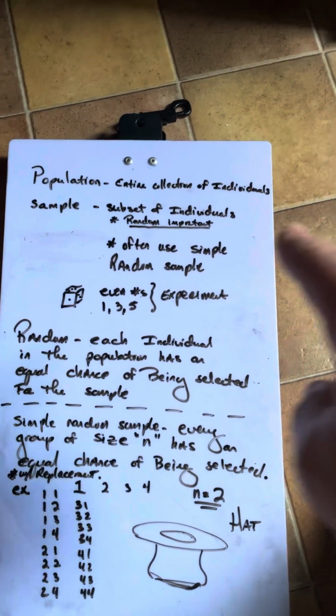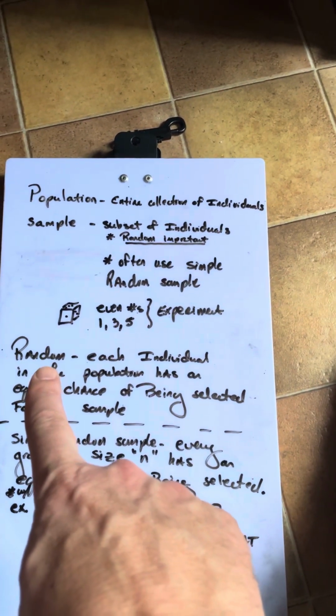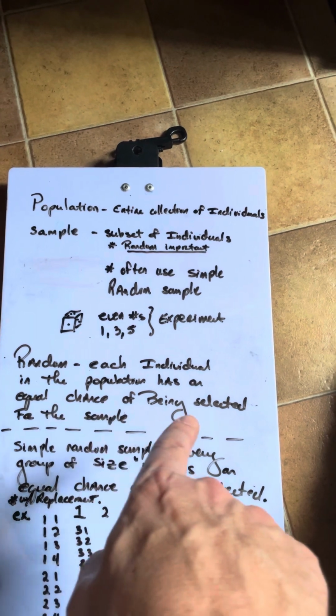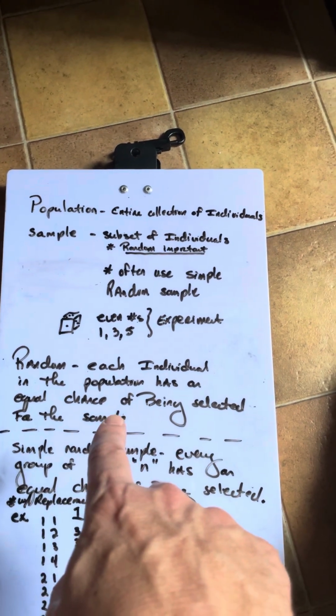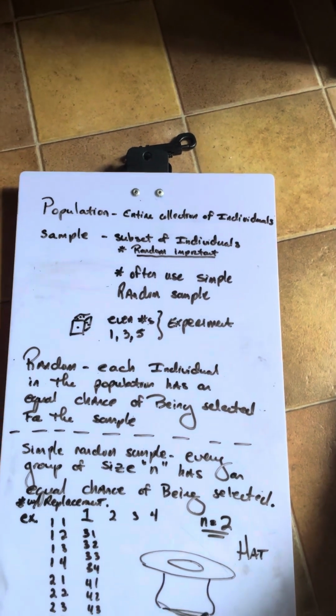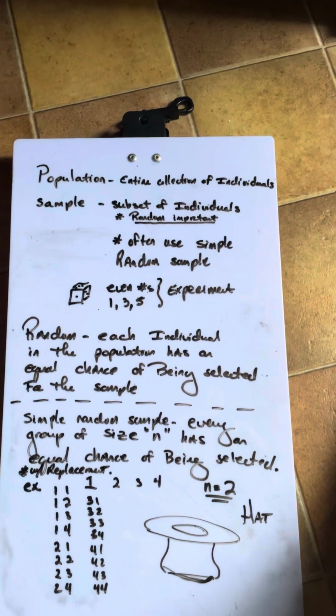All right, well, let's first define random. And I have the definition here. Each individual in the population has an equal chance of being selected for the sample. The reason that we want everybody to have an equal chance is we're trying to avoid generating bias.